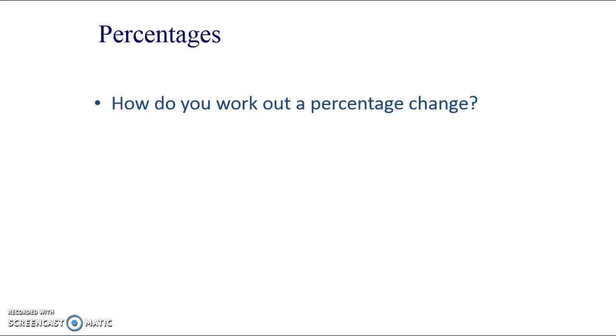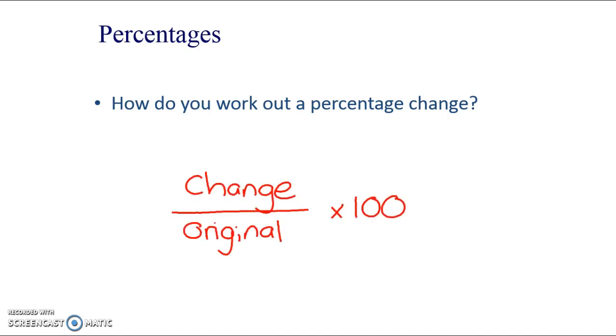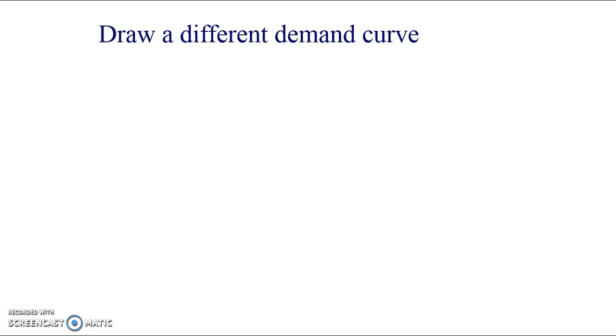So very important when looking at all types of elasticities is that you can actually calculate percentage change. Most students get this part of the course wrong, or get questions on this wrong, just because they haven't worked out percentage change properly. So remember that the equation for percentage change is change over original times 100 if you're turning it into the percentage. And we'll have a look at that in a sec.